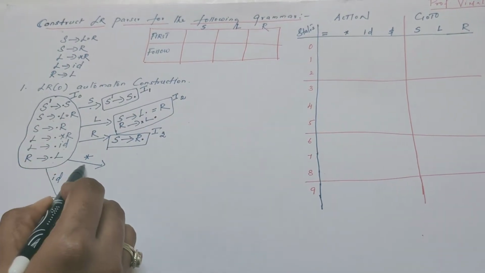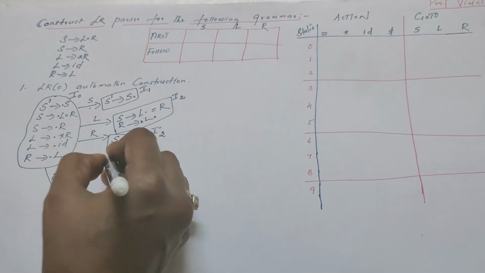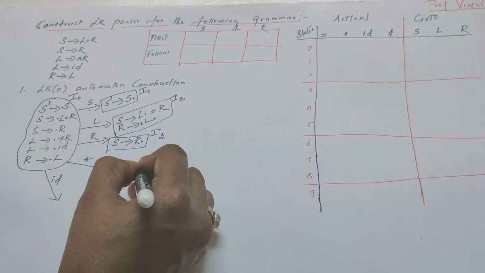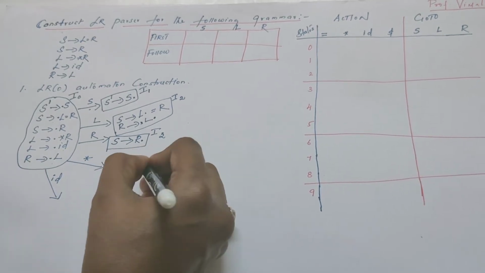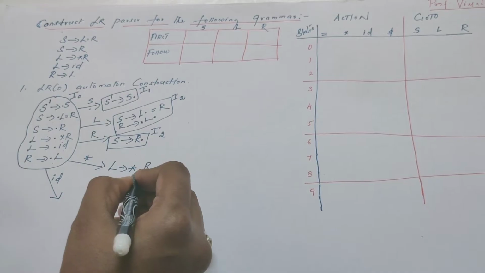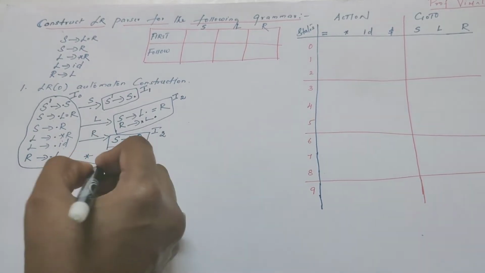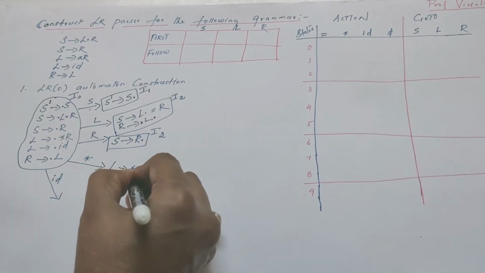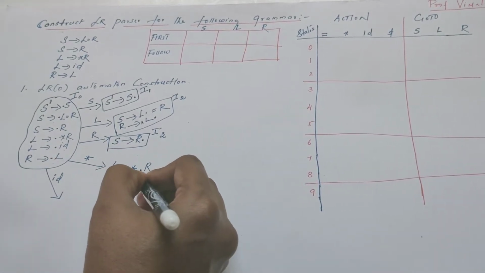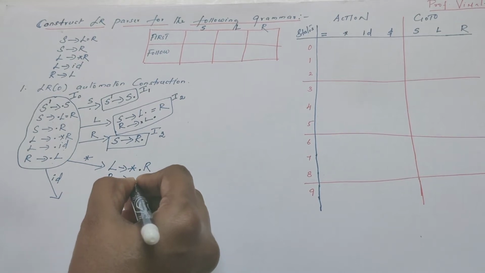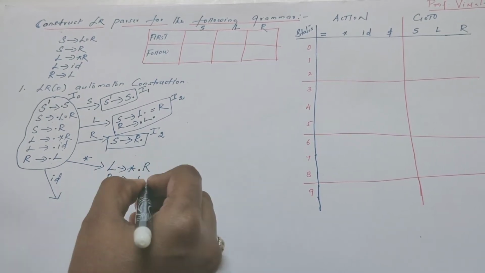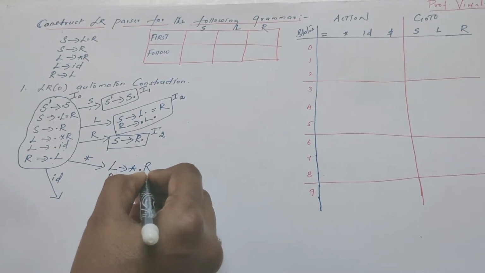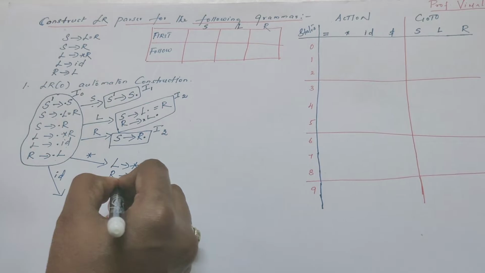Now from I0 on reading star, what will happen? L derives star dot R. After reading star, the dot is shifted after star, then there is R. So after the dot there is a variable R, so we have to include the rules for R. So what is the rule we have? R derives dot L. When you are including the rules, make sure that the dot is at the leftmost end, right? R derives dot L. So after the dot it is demanding the rules for L, isn't it? Because it is a variable, we have to include the rules for L also. Let us include that.